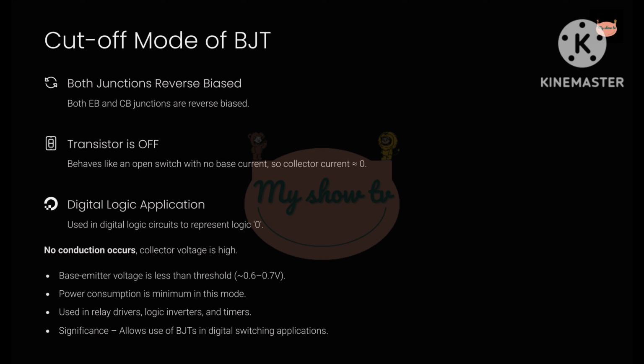This mode is commonly used in digital logic circuits, such as timers or microcontrollers, to represent a logic 0. When in cutoff mode, the collector voltage remains high. Power consumption is minimum. Example: when a transistor is used to control a relay, the cutoff mode ensures the relay is off when the base signal is absent.